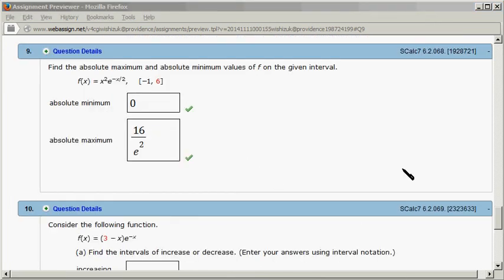It came back and looks like we got the absolute minimum and absolute maximum correct. Alright, that's it. I hope that this was clear.